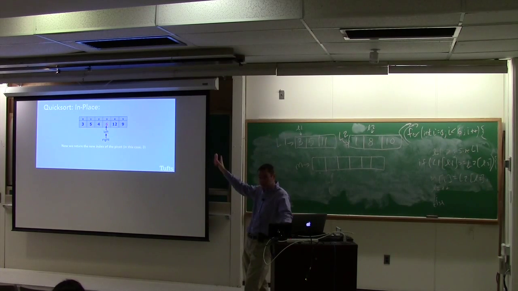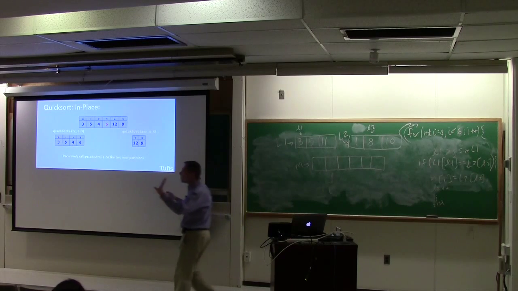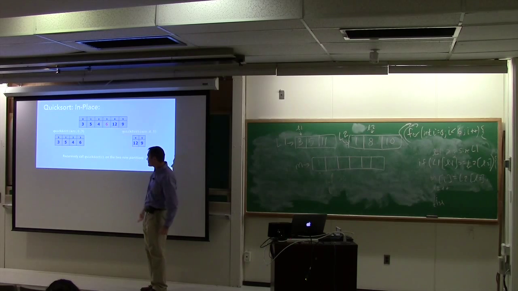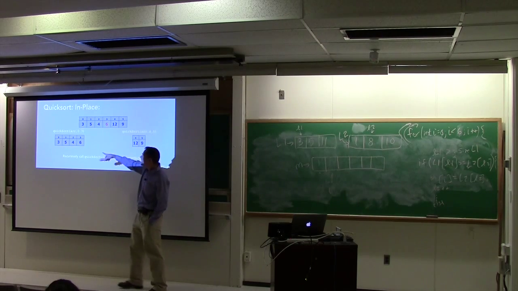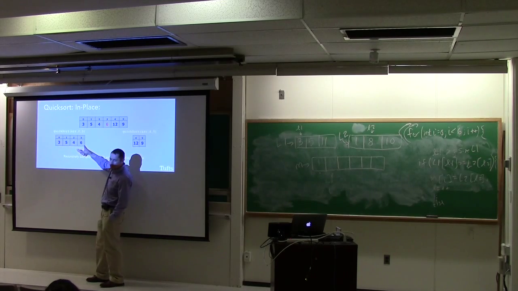The same for the first half and same for the second half. Now, the easy way to do it is to recursively call Quicksort on the two new partitions. Remember, I've drawn it this way, but we're still dealing with one array here. OK? I'm saying Quicksort from 0 to 3.